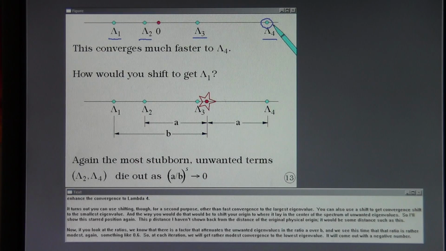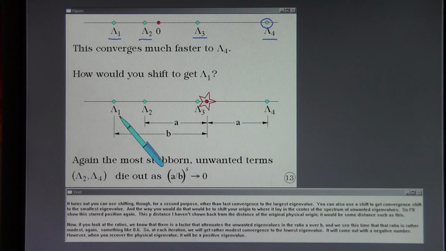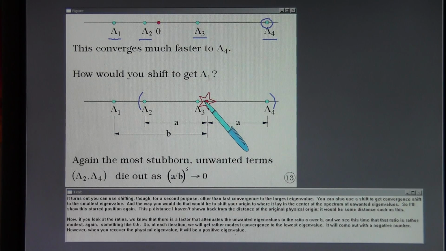It turns out you can use shifting, though, for a second purpose other than fast convergence to the largest eigenvalue. You can also use a shift to get convergence to the smallest eigenvalue. And the way you would do that would be to shift your origin to where it lay in the center of the spectrum of unwanted eigenvalues. So I show this starred position again. This p distance I haven't shown back from the original physical origin. It would be some distance such as this.